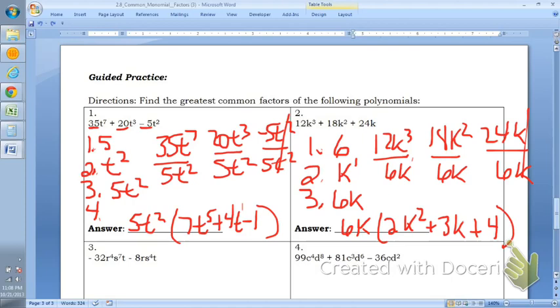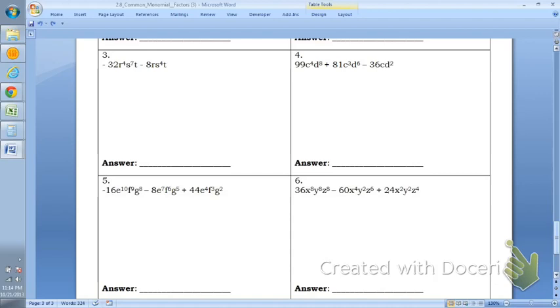On question number 3, I want to point out the fact that the leading term is negative. Whenever your leading term is negative, your greatest common factor will start with a negative. So let me show you question number 3. For our greatest common factor, the coefficients of negative 32 and negative 8 both contain a negative, or the leading coefficient is negative, so we need to use that negative. 32 and 8 can both be divided by 8. So that's step 1.